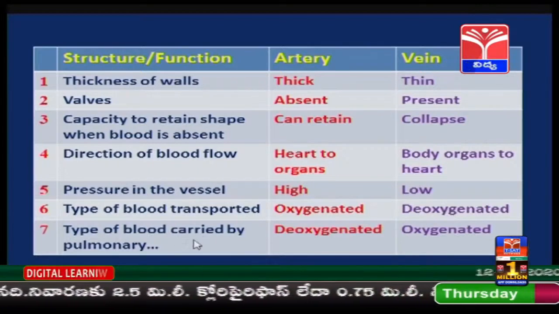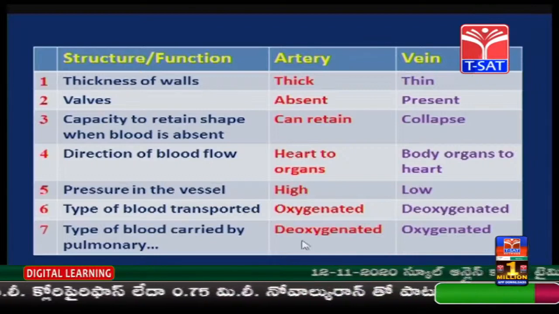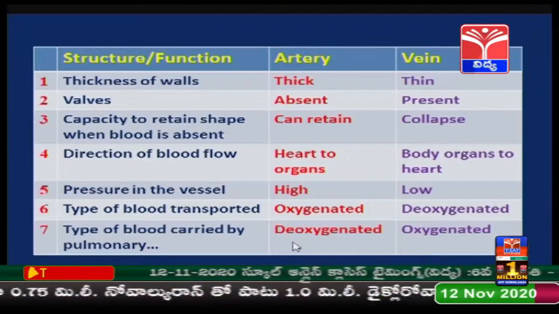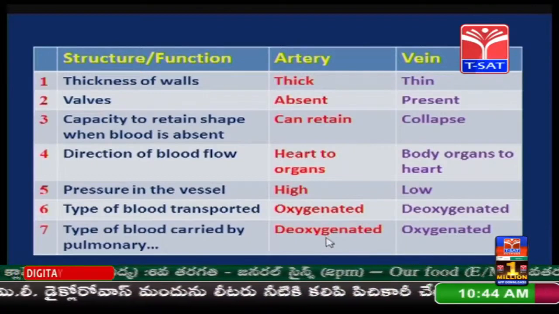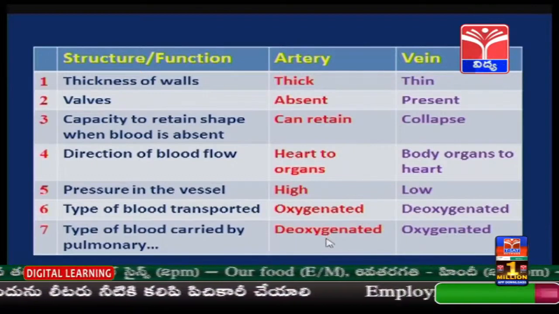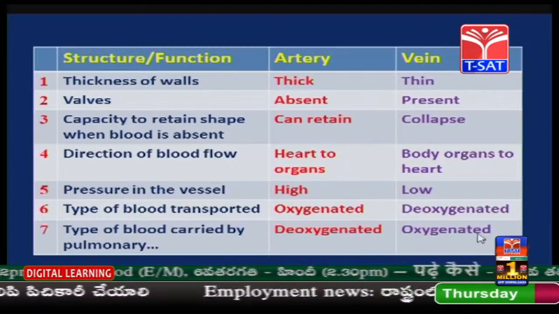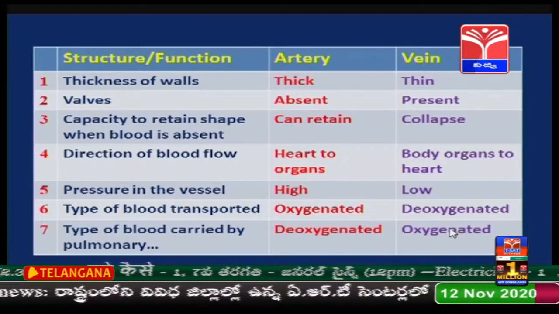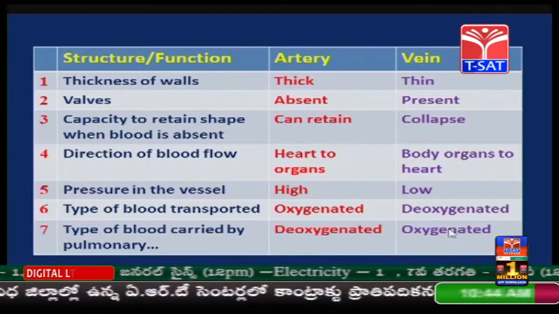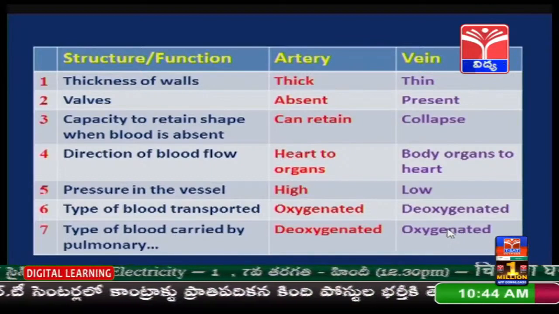Type of blood carried by the pulmonary artery is deoxygenated blood. The pulmonary artery carries deoxygenated blood from the right ventricle to the lungs, whereas the pulmonary veins collect oxygenated blood from the lungs and pump it into the left atrium.